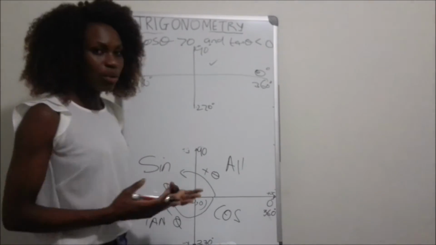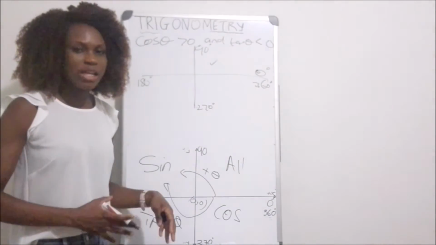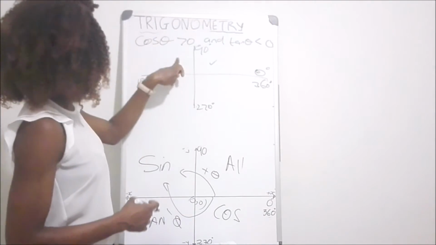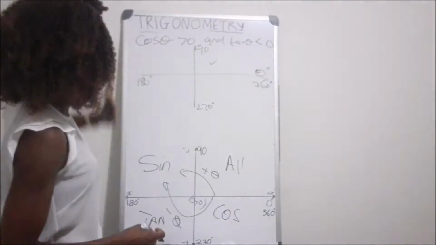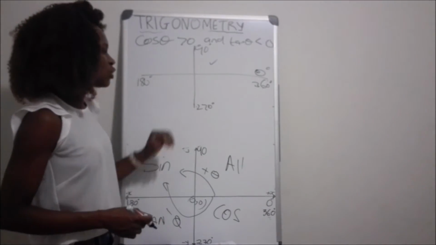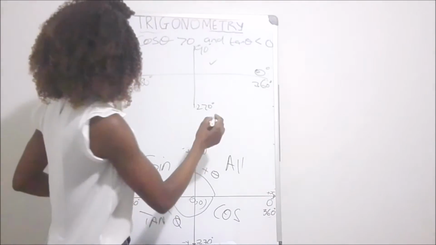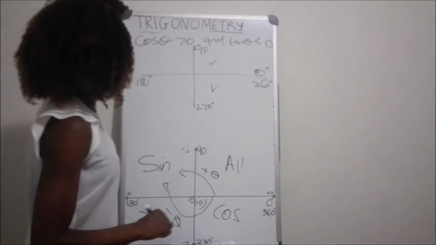Then in the second quadrant, cos theta greater than 0 cannot be, because only sine is positive in the second quadrant. That means this one is already out. Even the third quadrant, we know only tan is positive here. Then in the last quadrant, cos is positive, so it's a tick.